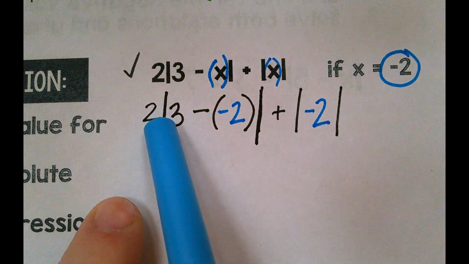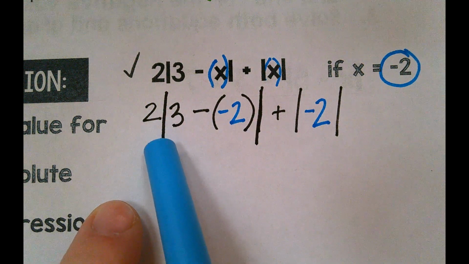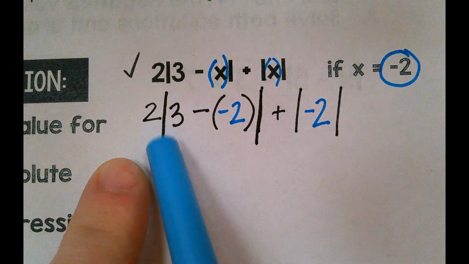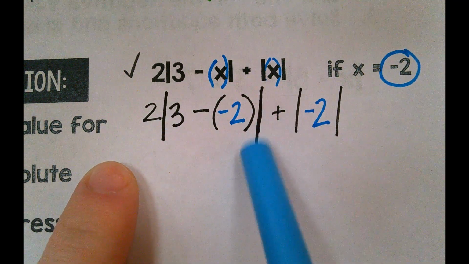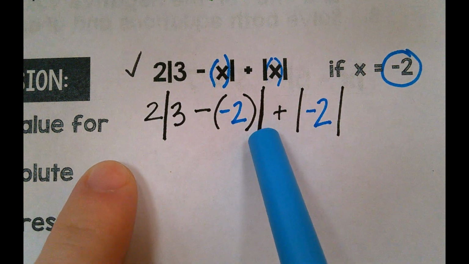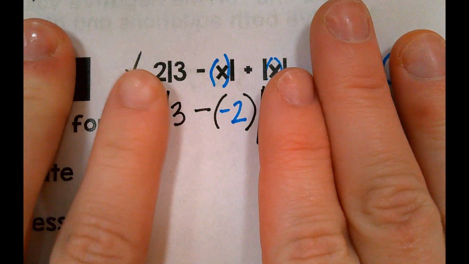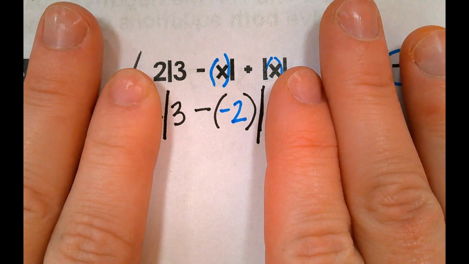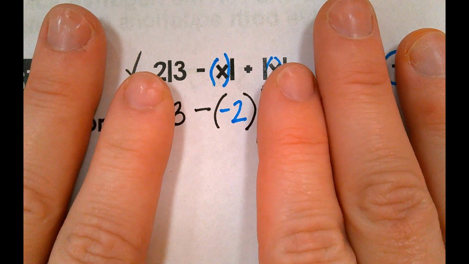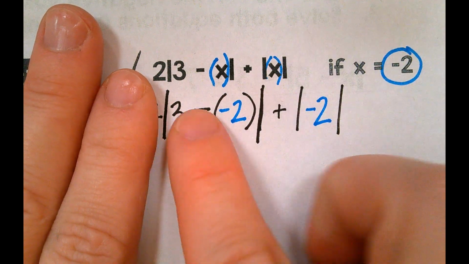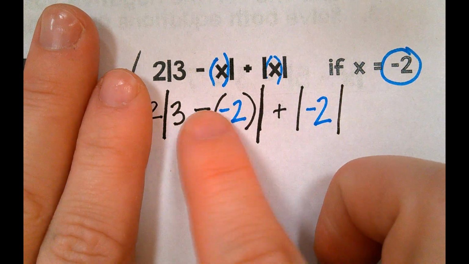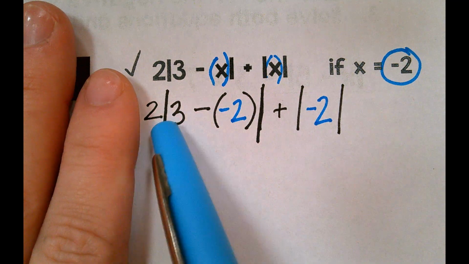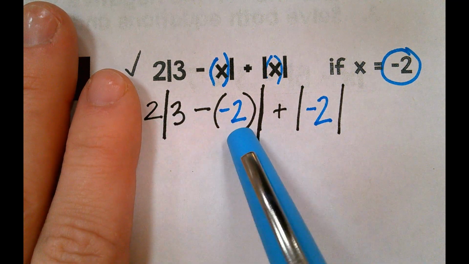I have an absolute value bar right here in front of 3, and then I have another one here after the -2. So let's look at this first. This is what's inside the absolute value bars. I'm going to ignore those bars and solve the problem inside. So I have 3 minus -2.